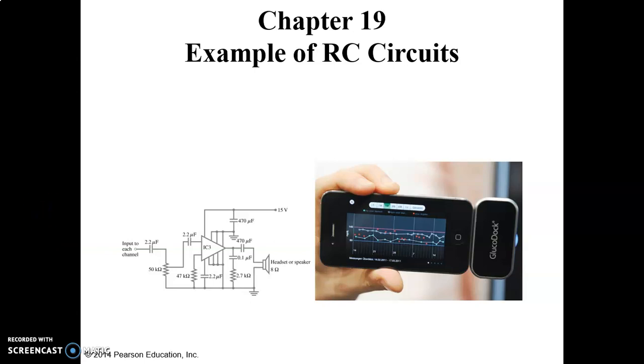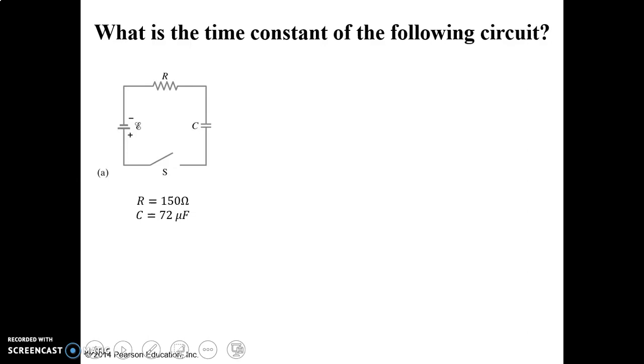So in this video, we're going to take what we learned in the last video about RC circuits and actually do a couple of examples solving for RC circuits. Let's take this RC circuit, for example, where you have a resistance of 150 ohms and a capacitance of 72 microfarads. The question is, first of all, what is the time constant of this circuit?